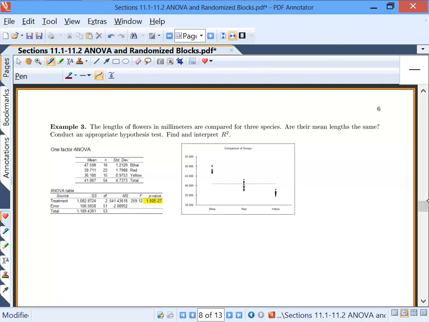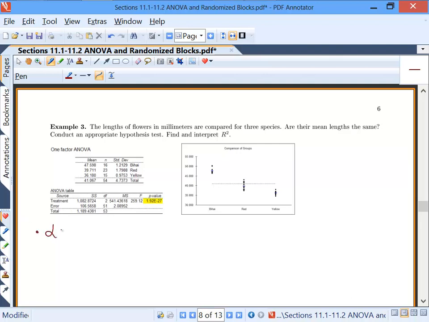So, for example 3, the lengths of flowers in millimeters are compared for 3 species. Are their mean lengths the same? Conduct an appropriate hypothesis test and find and interpret R-squared. Okay, just looking at the box plots, what is your feeling on this? Probably definitely not the same. That's what I think. Let's go ahead and do all of our numerical results though.